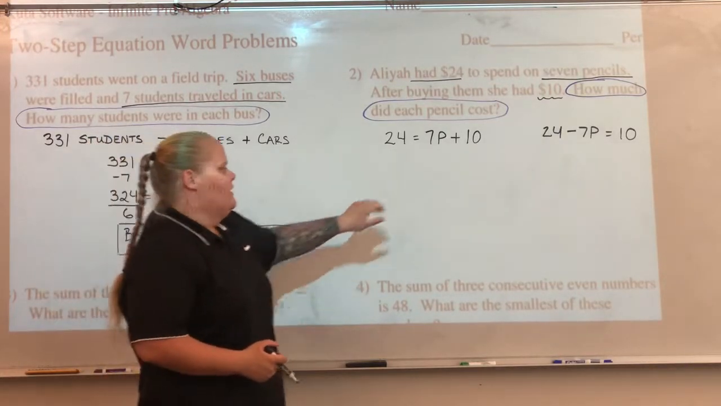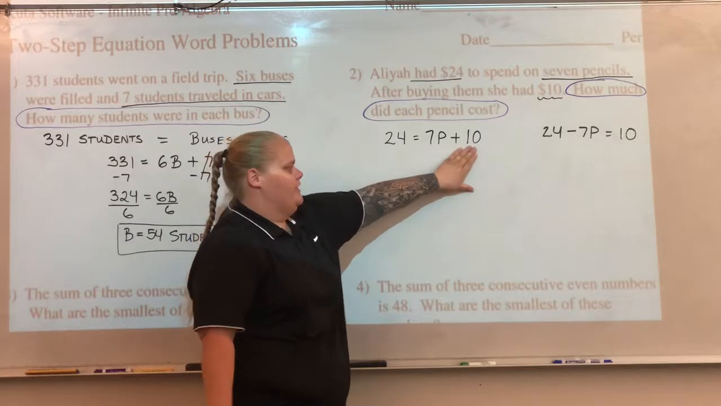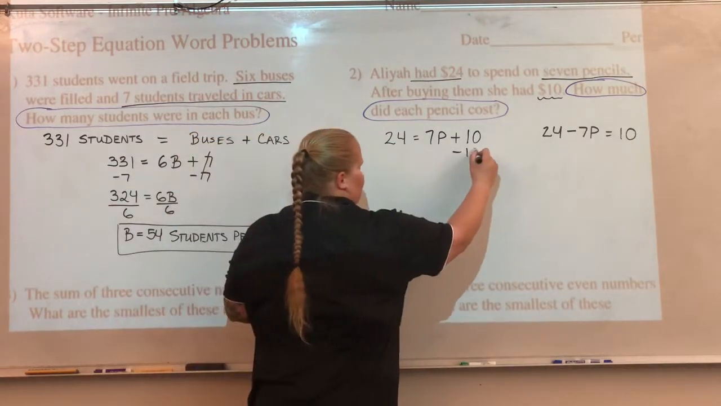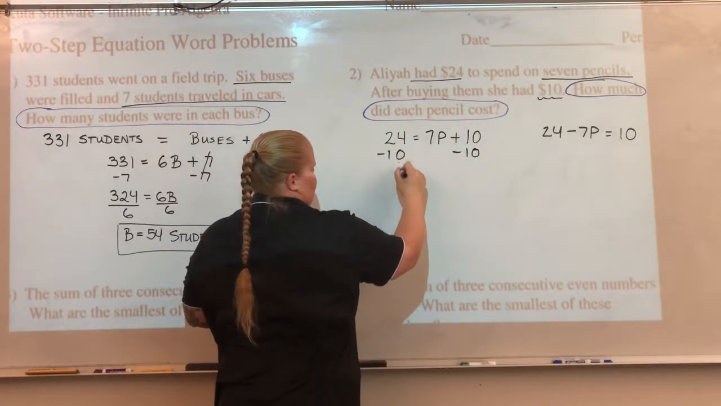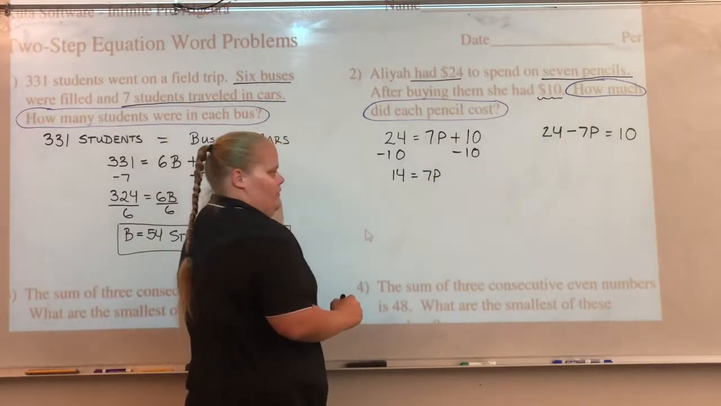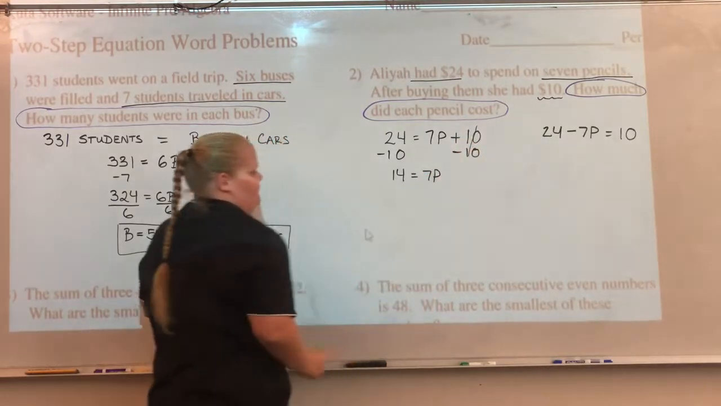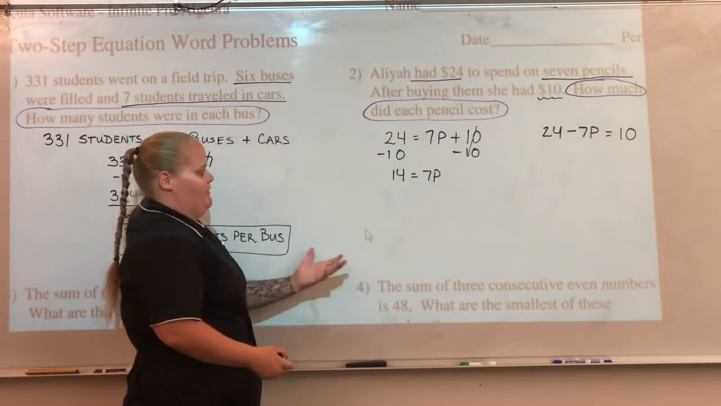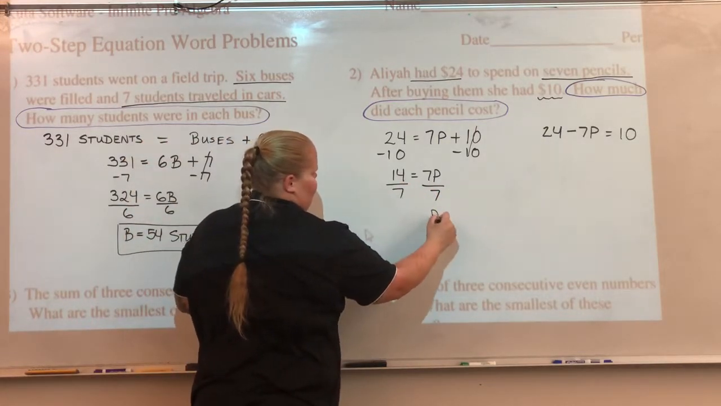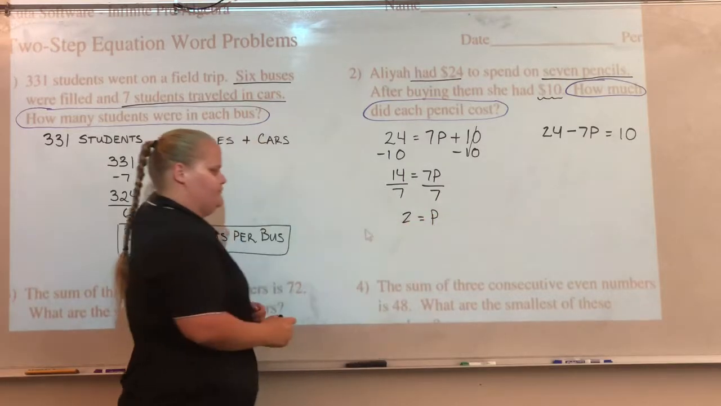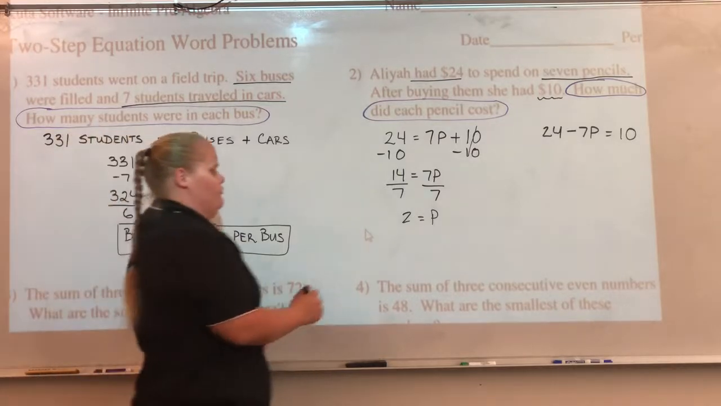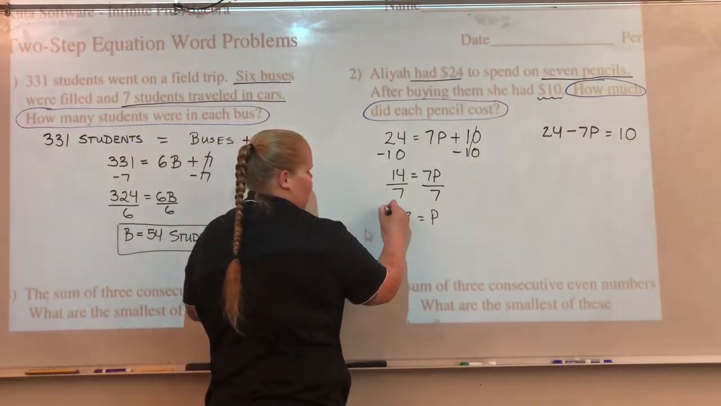On this one here, I have to get P by itself by first getting rid of this 10. I need to move the 10 over to the left side. I'm going to do that by subtracting 10 from both sides. So I have 14 equals 7P, because the 10 here would cancel out. And now I need to get P by itself by dividing both sides by 7. I get P equals 2. So the price of a pencil would be $2.